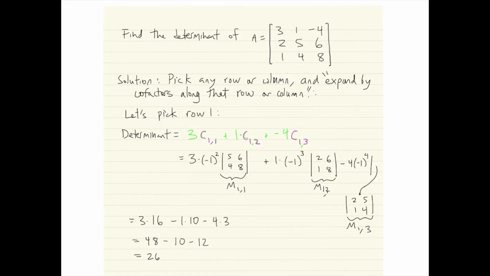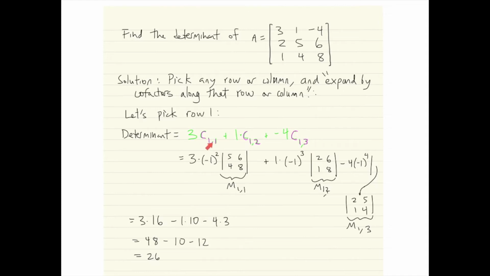The determinant of this matrix A is formed by going along each of these entries, 3, 1, and -4, and multiplying each of those entries by the associated cofactor. 3 is in the 1, 1 position, so we need to find the cofactor associated to the 1, 1 position. The 1 is in the row 1, column 2 position, so we need the cofactor associated to that. And the -4 is in the row 1, column 3 position, so I need to find the cofactor associated to that. Hopefully you're with me up to here. The next step is to find all these cofactors.